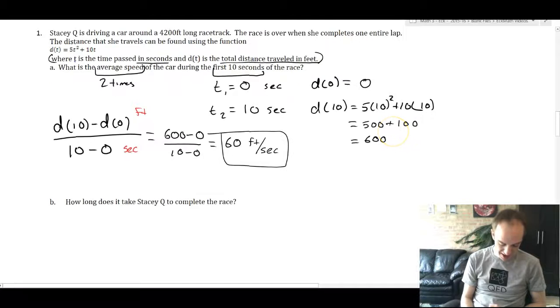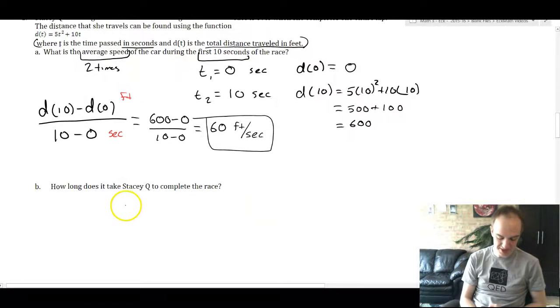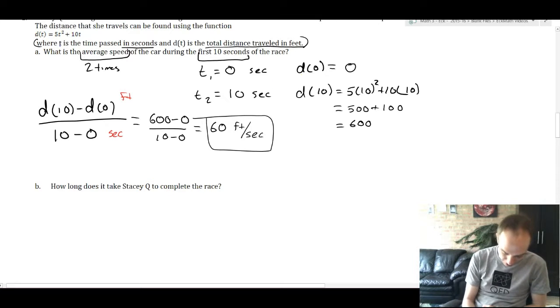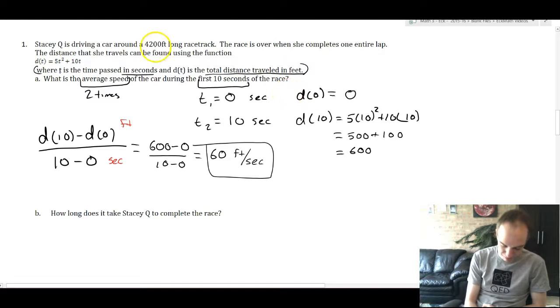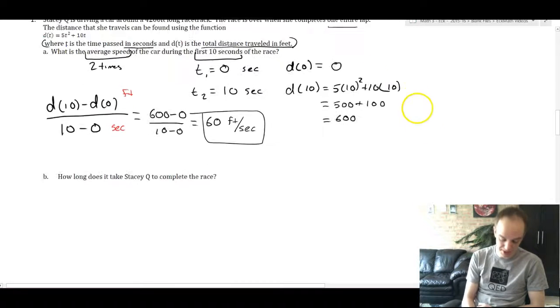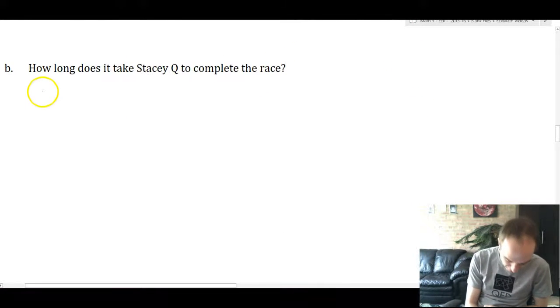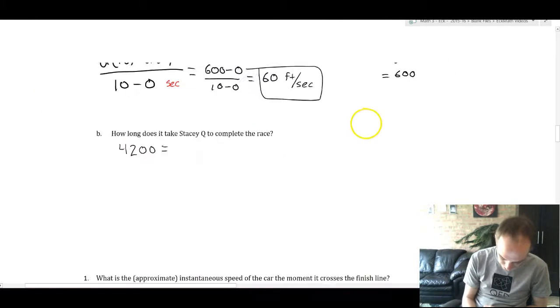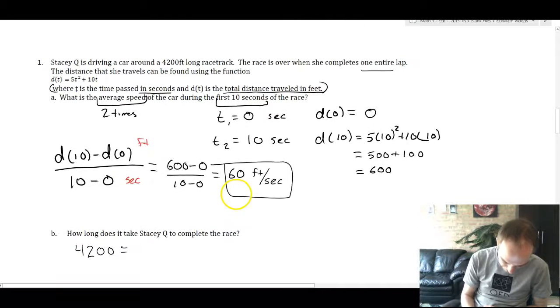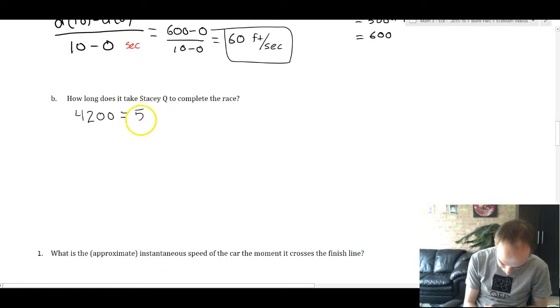Part B asked, how long does it take for Stacy Q to complete the race? Well, they told us about the race. It's a 4,200 foot track, and it's over when she completes one lap. So the total distance when she completes the race will be 4,200, and that's going to equal the original function, which was 5t squared plus 10t.